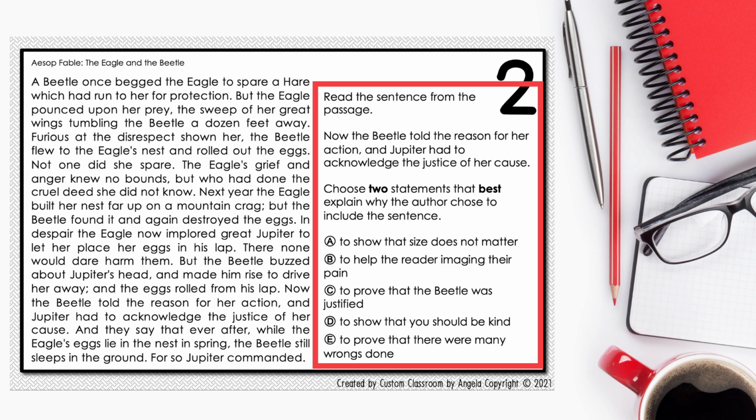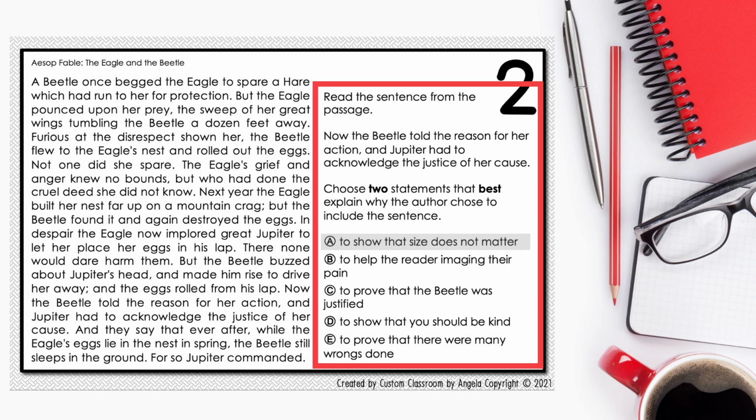Now let's reread the question. Now the beetle told the reason for her action, and Jupiter had to acknowledge the justice of her cause. Choose 2 statements that best explain why the author chose to include the sentence. So we know we are looking for 2 correct answers to show why the beetle is justified.